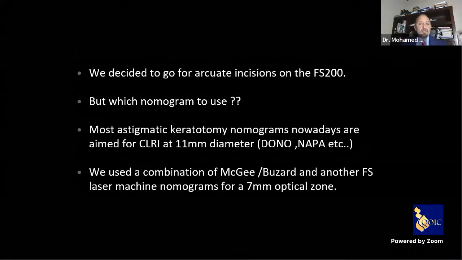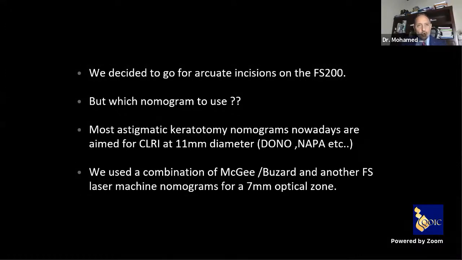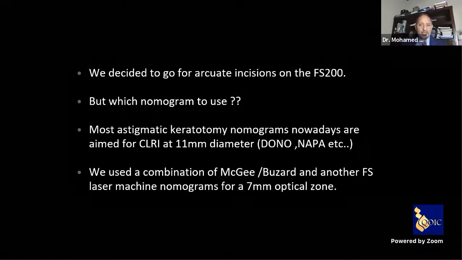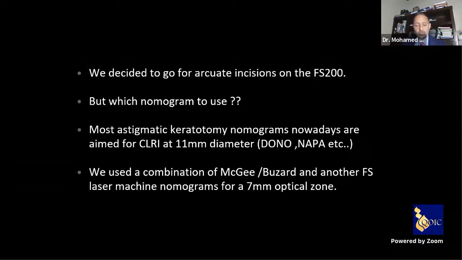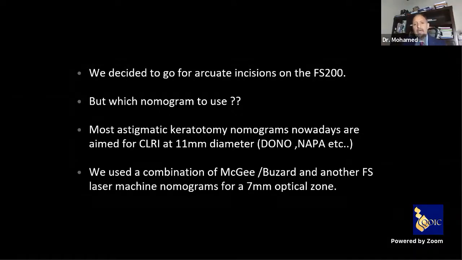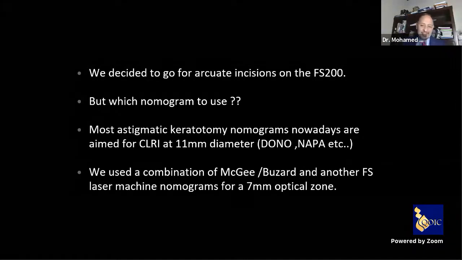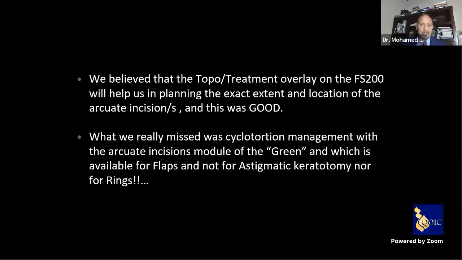Most astigmatic keratotomy nomograms nowadays are aimed for clear corneal limbal relaxing incisions, like the Donnenfeld or the Nichamin. And these are mainly for cataract surgery, not for post-keratoplasty and post-femto keratoplasty. So we used a combination of Mendez-Buzard, I will come to this later, and another FS machine nomogram, which is the Intralase nomogram, for a 7mm optical zone. We believe that the topo treatment overlay on the FS200 will help us in planning the exact extent.